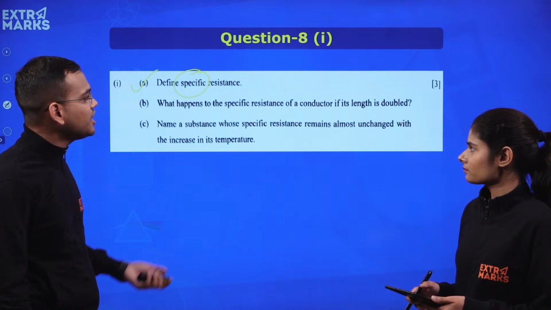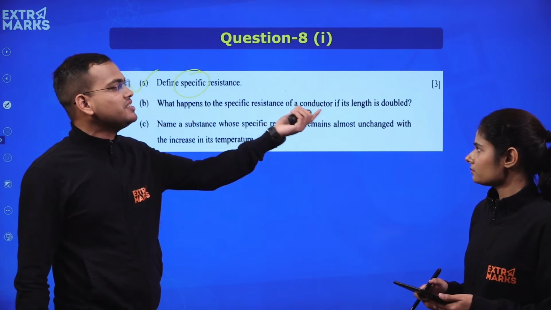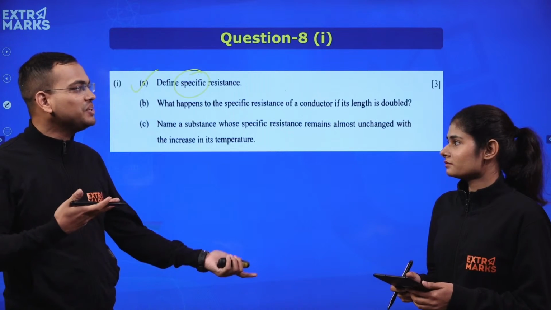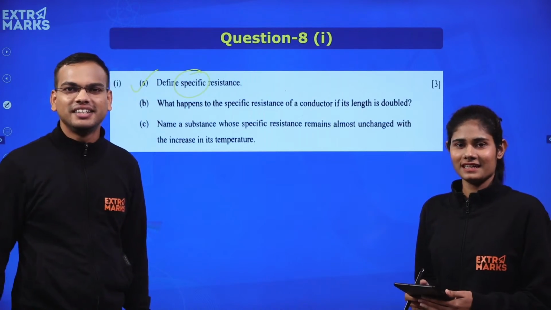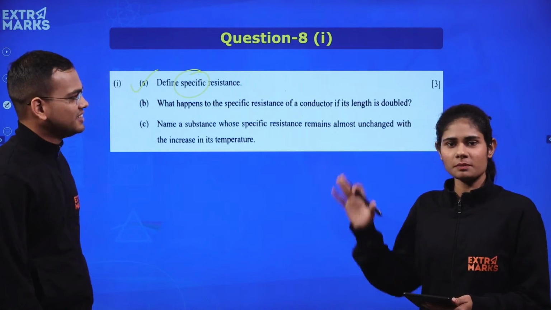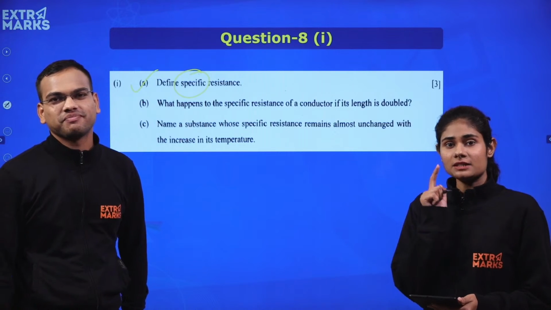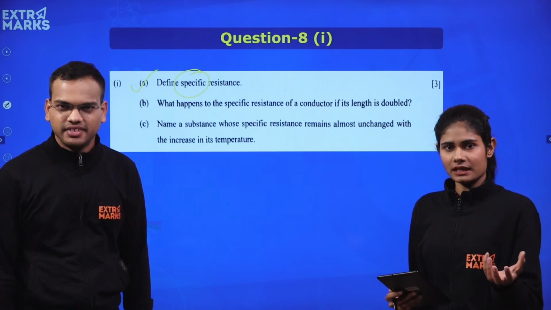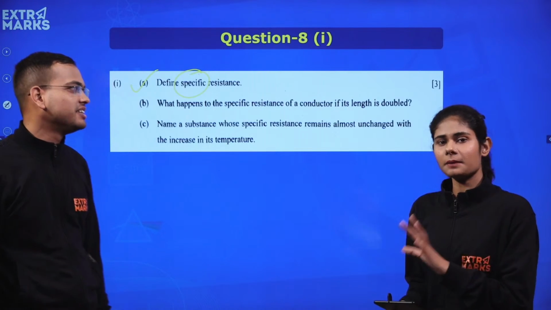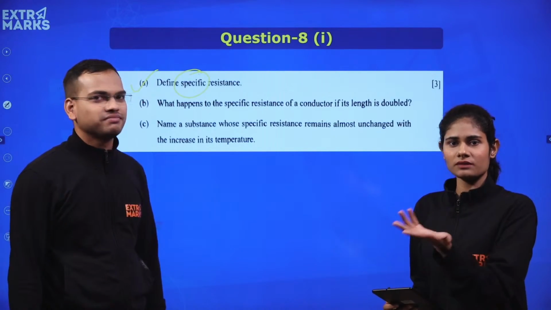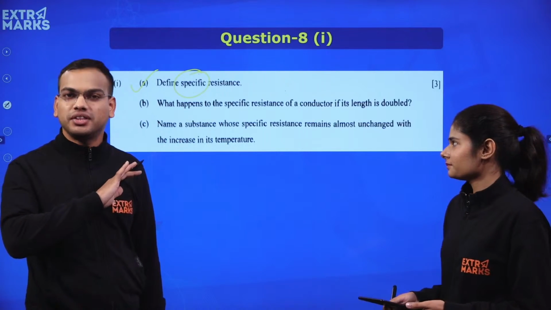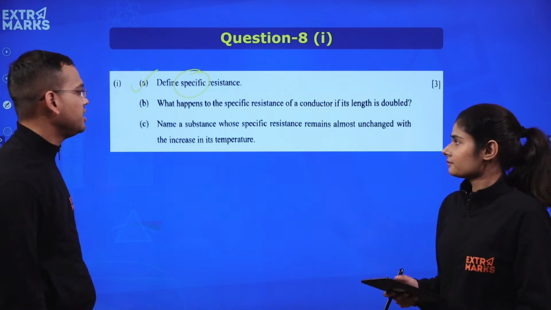Now the second part is, what happens to the specific resistance of a conductor if its length is doubled? See, you don't have to be confused by this statement, because specific resistance is resistivity itself. It's a property of the material, and it depends on the material and the temperature. So if you change the length or the cross-sectional area, it doesn't matter at all. It doesn't depend on the dimensions of any wire or material.